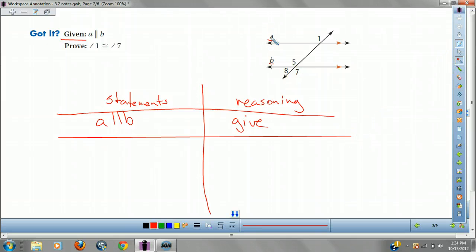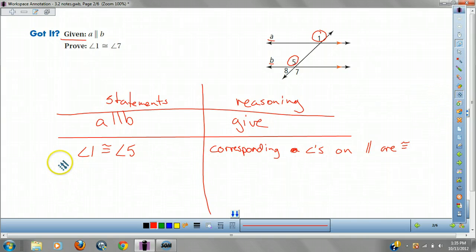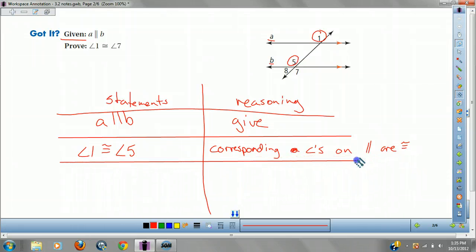Next, what can I say about angle 1? Do I know any relationships with angle 1 and any of these angles? The slide before said that corresponding angles are congruent. So you can say 1 is congruent to 5. And 1 is congruent to 5 because corresponding angles on parallel lines are congruent. Or you could have said corresponding angle postulate. That would have been fine too.